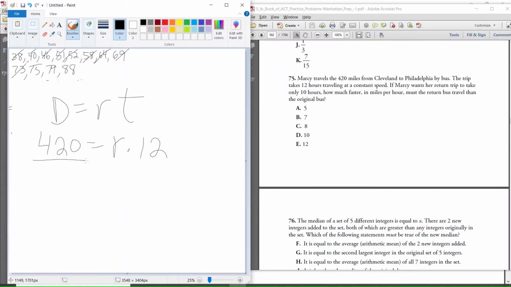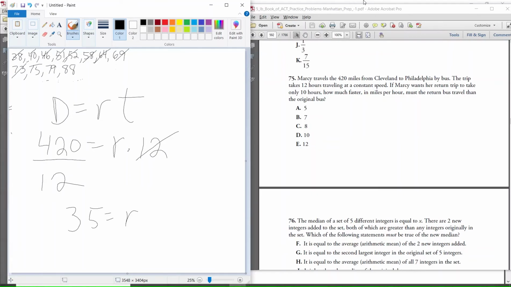All right, so the rate is going to be 420 divided by 12. You can use your calculator. 3 times 12 is 36 and 60, 12 times 5. So our original rate is 35 miles per hour. And then it says how much faster in miles per hour. So see, we'd have to know what the original rate was. The original rate is 35 miles an hour.